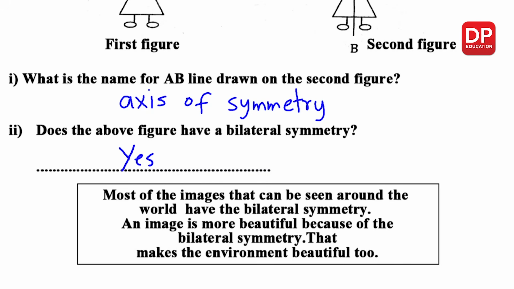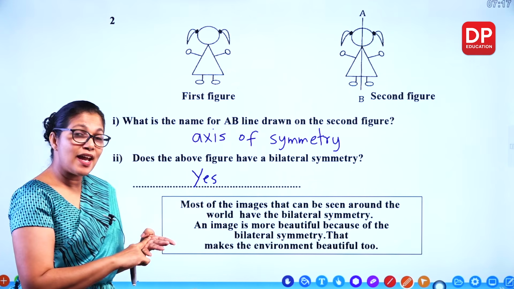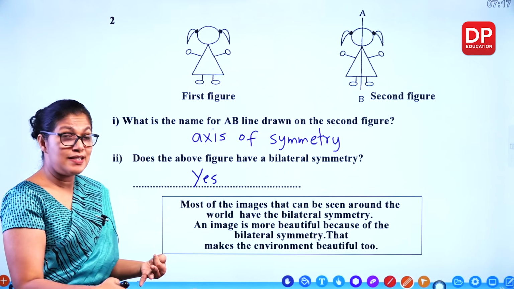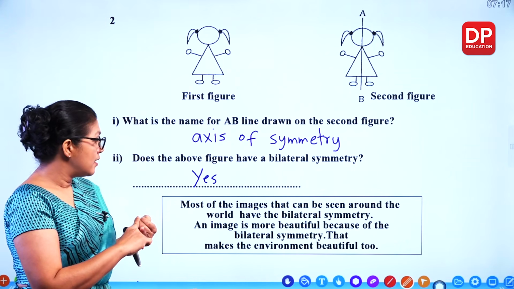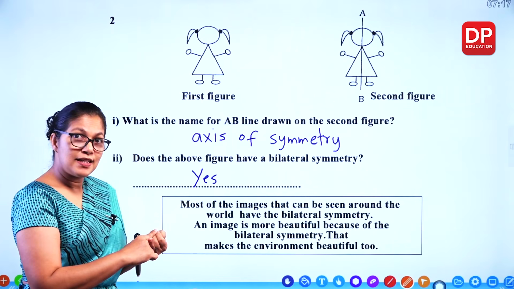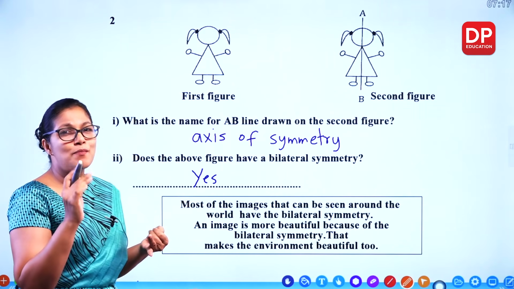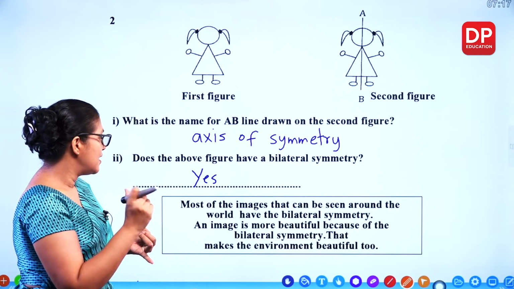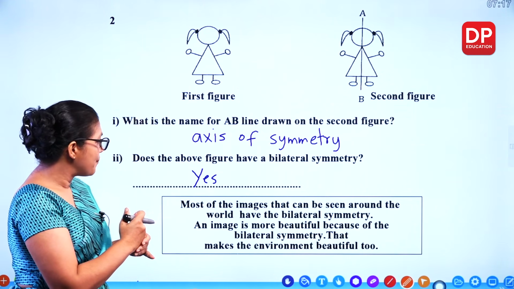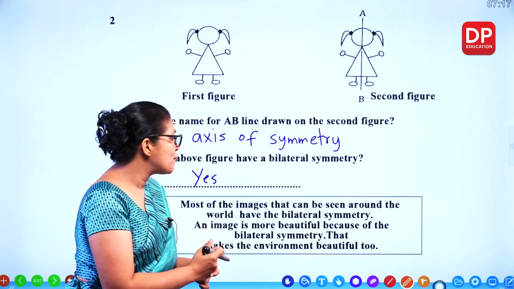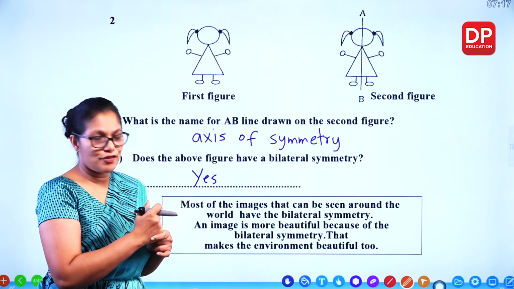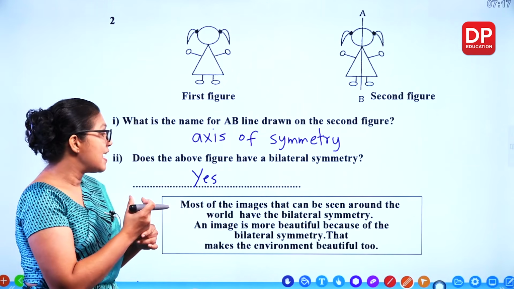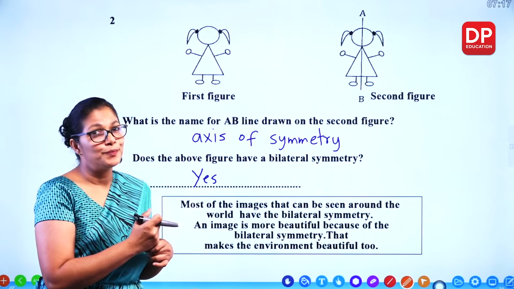Most of the images that can be seen around the world have the bilateral symmetry. Flowers, you can see animals, human, and also leaves, trees. Trees sometimes you don't get bilateral symmetry, but leaves you get bilateral symmetry. An image is more beautiful because of the bilateral symmetry that makes the environment beautiful too.